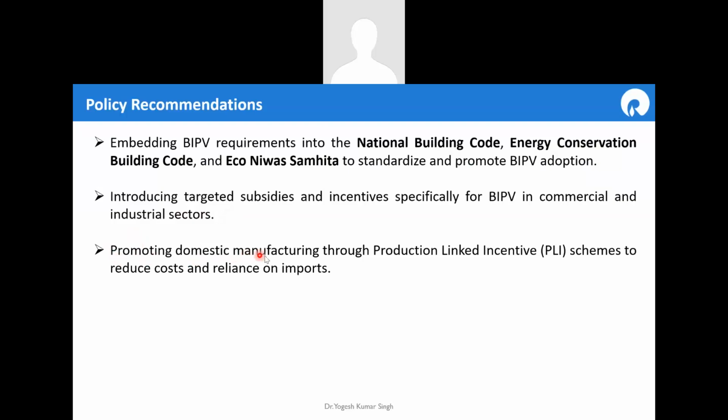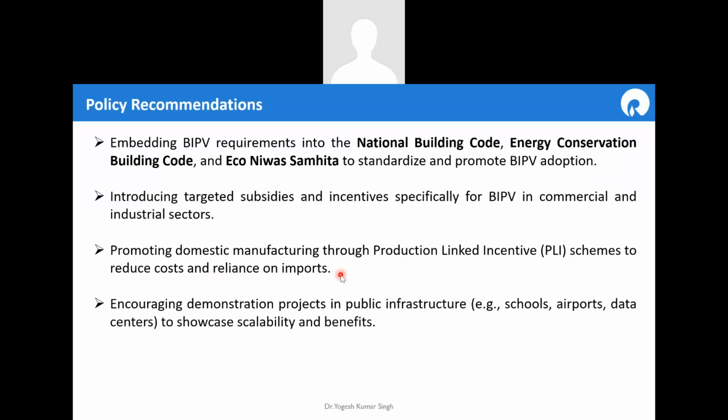Now, promoting domestic manufacturing. There is a lot of PLI. You have heard about PLI. PLI is basically the Production Linked Incentive scheme, and with the help of that, a lot of funds will be given by the government to private companies. With the help of that, it will reduce the cost and also reduce reliance on imported systems. So this is the initiative taken for BIPV.